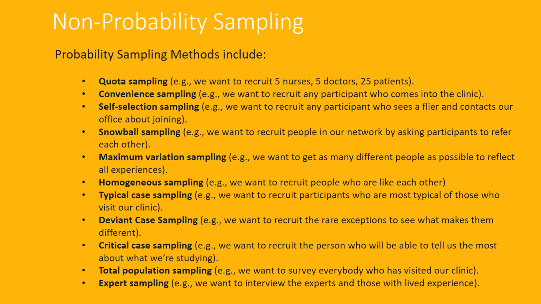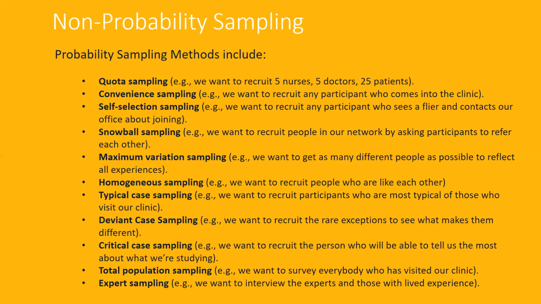Now, I'll quickly run you through these as well. Suffice it to say that it's important to select a method that meets the needs of your study to get at what you're trying to do. And so I find that these non-probability sampling methods are actually really useful in terms of qualitative research or in terms of conducting an evaluation. The first is quota sampling.